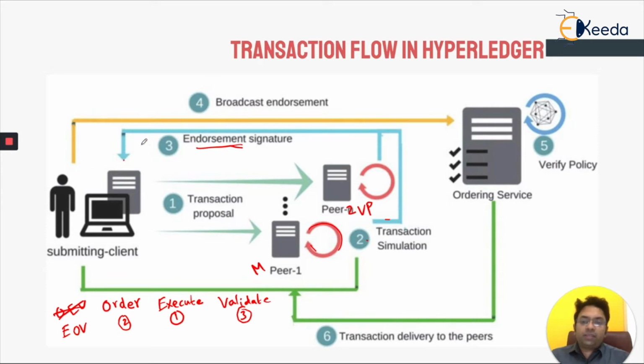Once this client gets back the endorsed signature, he will submit the transaction to the ordering service. This is like the HR in our example. Broadcast endorsement is the step where he submits the transaction to the ordering service. HR, just like it gets this leave request from one employee, also gets multiple leave requests from other employees. This HR will add that to a new block, and then transaction delivery to all the peers in the network happens.